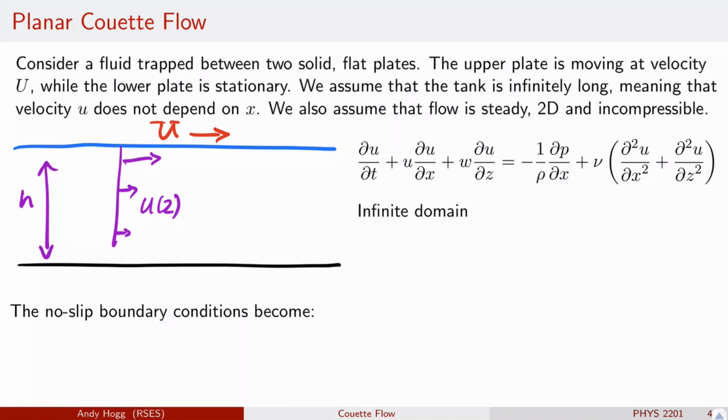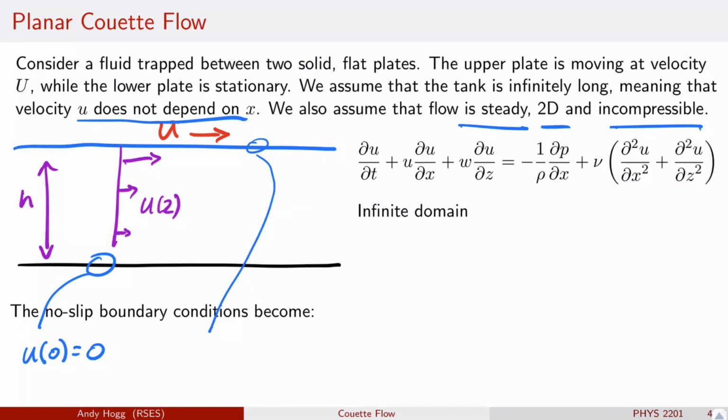Remember, these plates are infinite, so we're going to assume that u does not depend on x at all. We're also going to assume that flow is steady, that it's two-dimensional, and that the fluid is incompressible. So before we get into the solution, remember we have to look at boundary conditions. And the boundary conditions for this flow are effectively no-slip conditions, which means that if you go right adjacent to the plates, then the fluid is moving the same velocity as the plates. In other words, u of 0 is equal to 0 because the lower plate is stationary, and u at z equals h is equal to capital U.